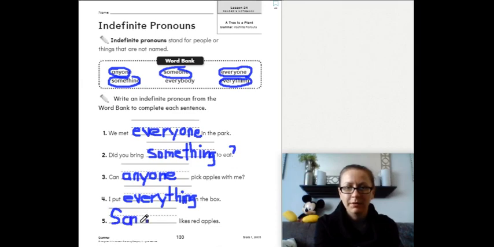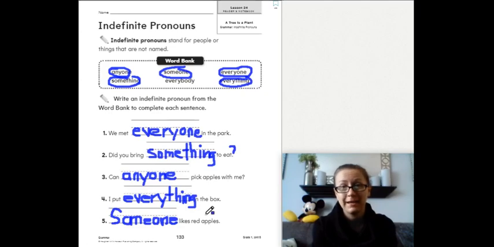Remember, these indefinite pronouns are just taking the place of naming a person in the sentence or a thing in the sentence and can take the place of naming many things or people in the sentence, depending on if it's singular talking about one or if it is plural talking about many. So please make sure that you have completed this page and that you have completed your independent reading assignment. And I hope you enjoy drawing those pictures of our apple trees.